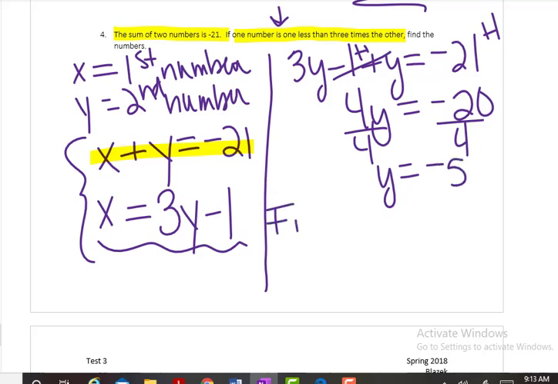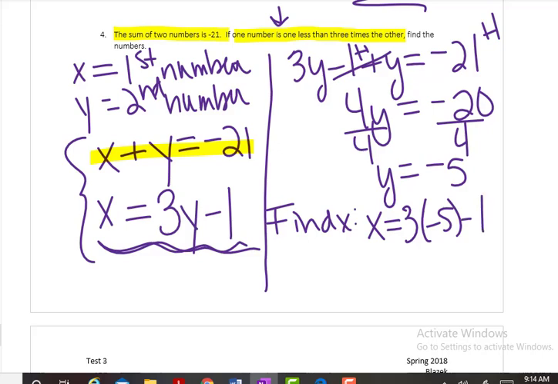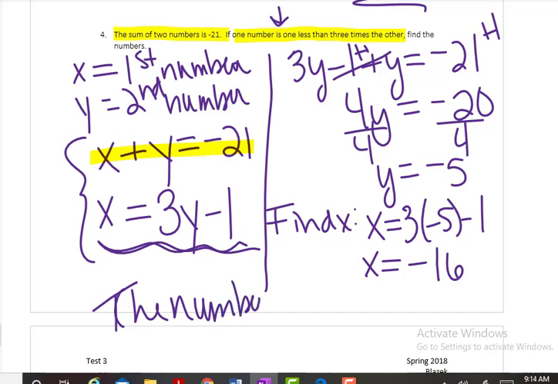I'm going to now find my x, and I'm going to use this equation to do that because it already says x is equal to something, so it's going to be equal to 3 times negative 5 minus 1, which means x is equal to negative 16. So my ordered pair is negative 16, negative 5, but it's a word problem, so I'm going to say that the numbers are negative 5 and negative 16.